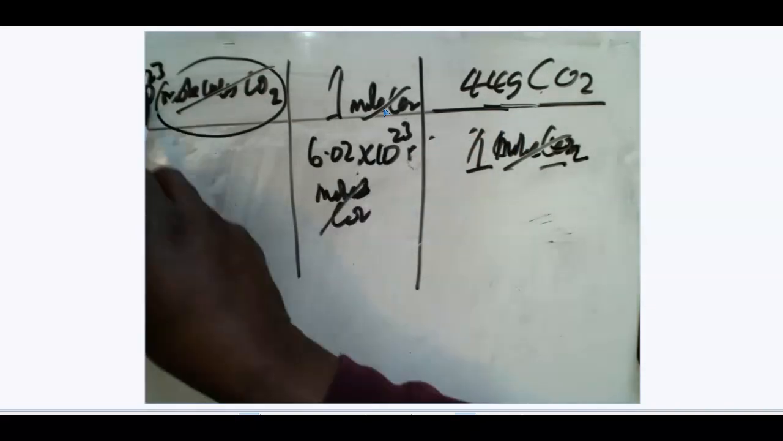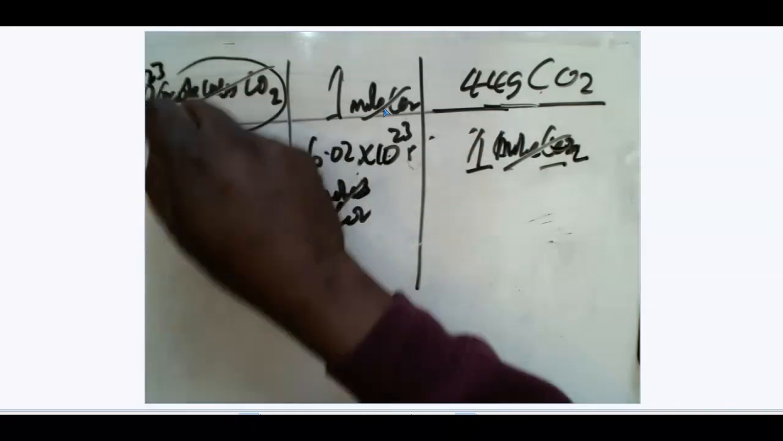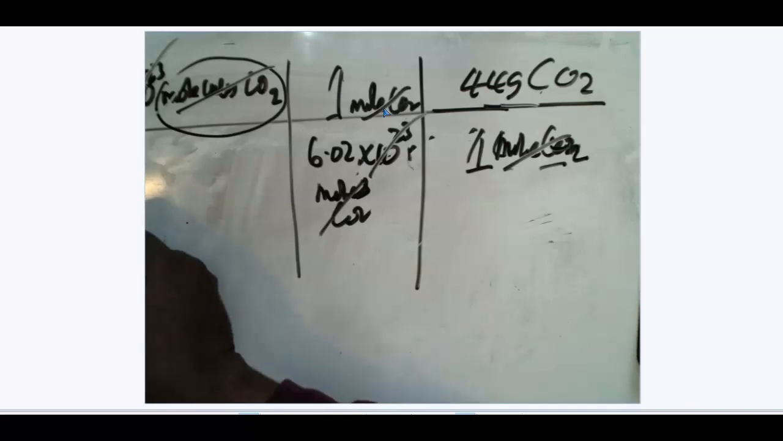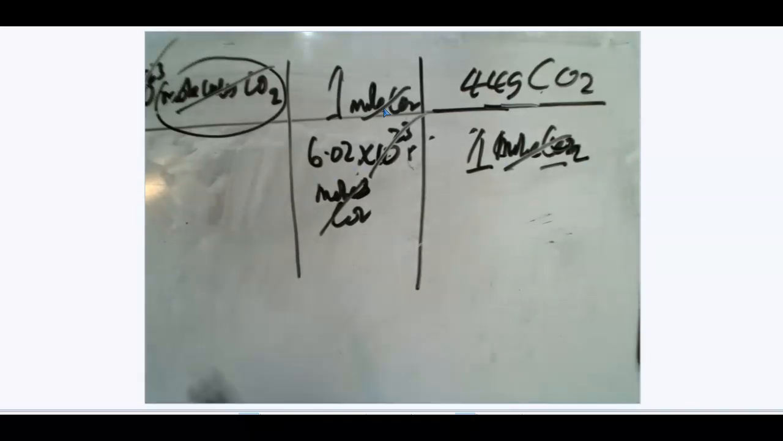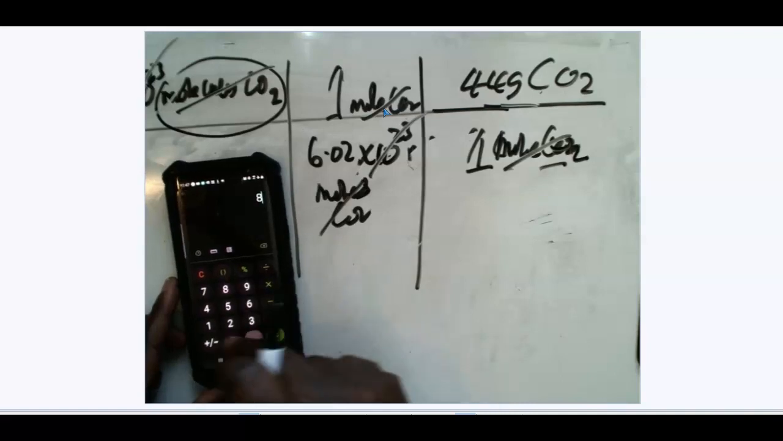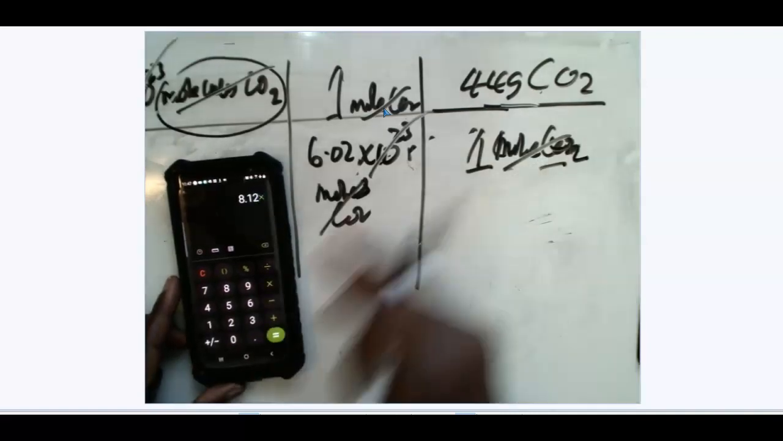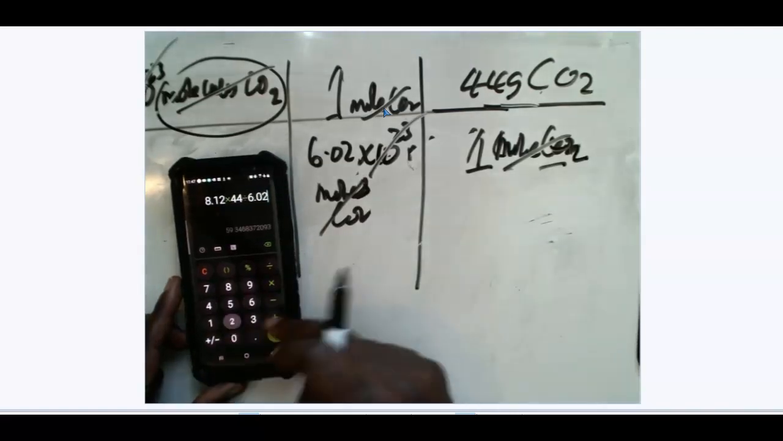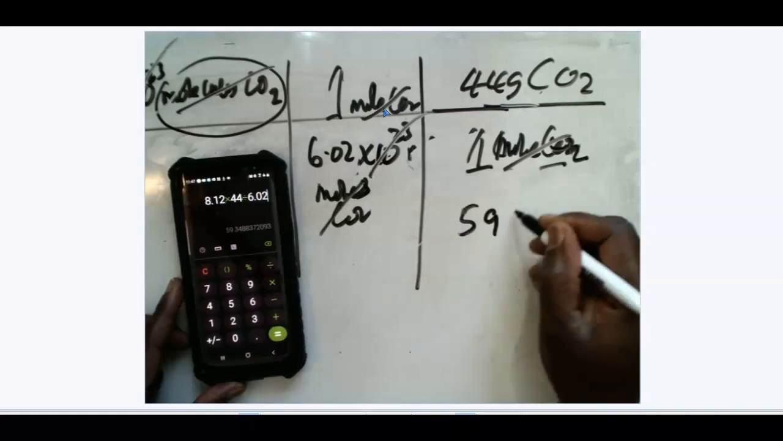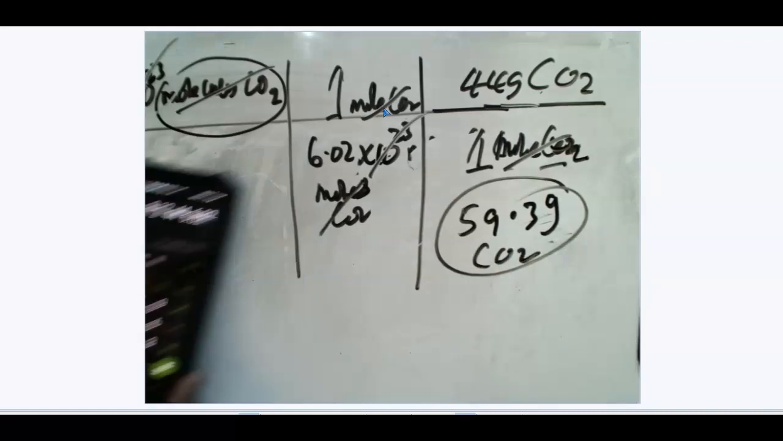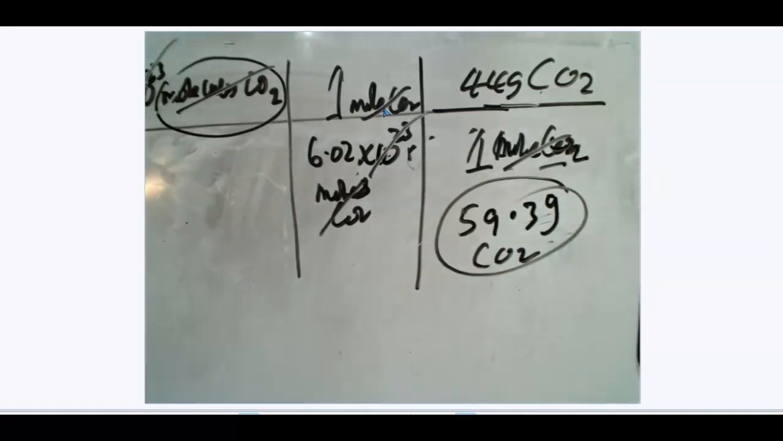Now, if you look at this, 10 to the 23rd and 10 to the 23rd are common, so I can just cancel that, top and bottom. Then what I have left is 8.12 times 44, divided by 6.02. I will use my calculator: 8.12 times 44 divided by 6.02 will give me 59.3 grams of CO2. That's how that should be done.